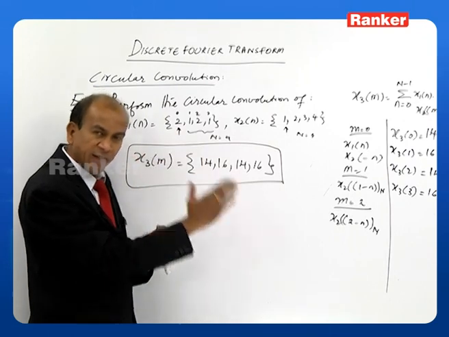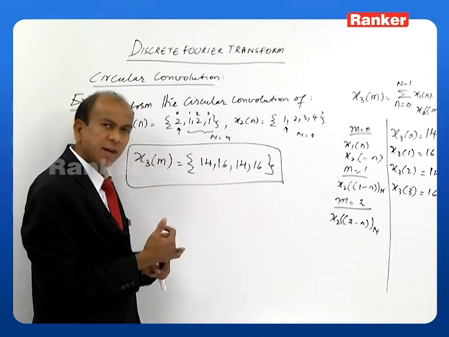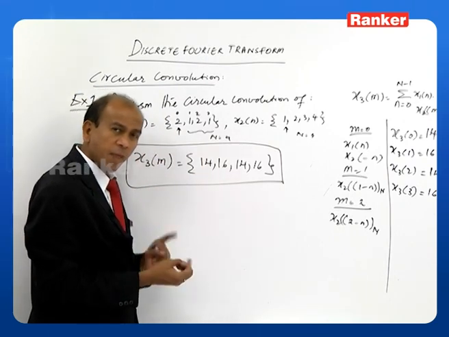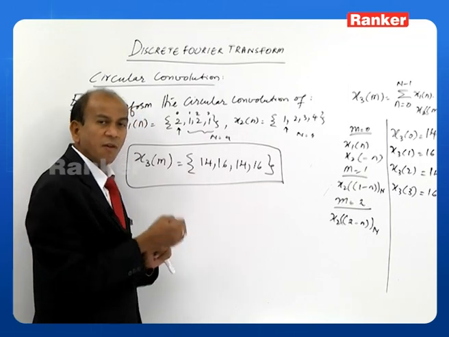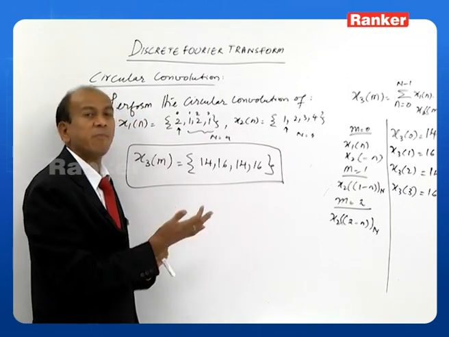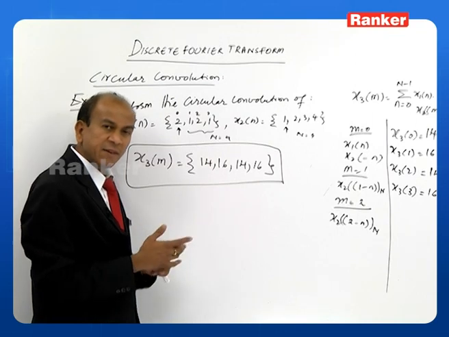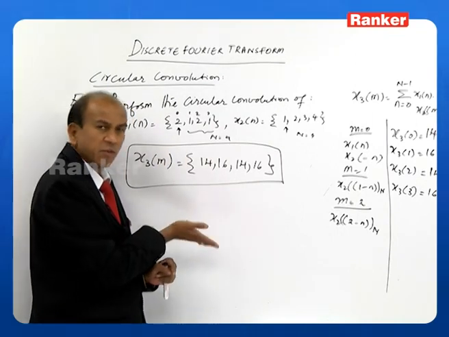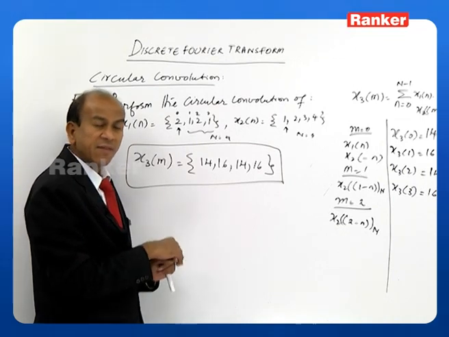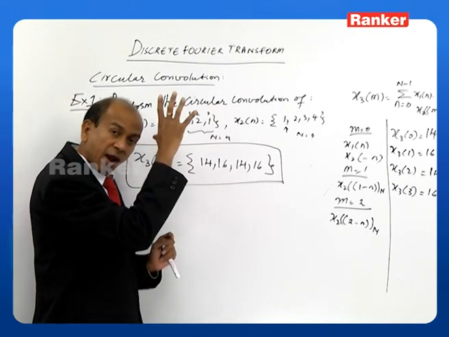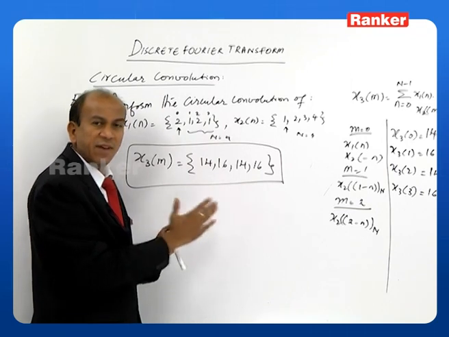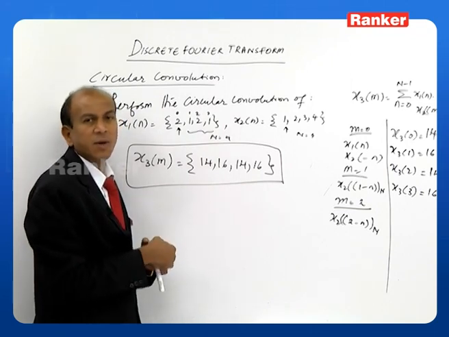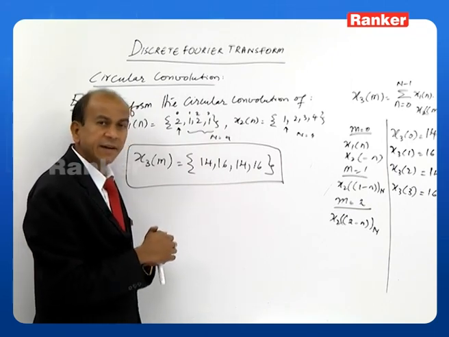So we have in fact taken all the steps. So what are the steps here? First we have plotted, then we have folded, that is we are taking x2 of minus n, that is the time reversal. Then we are shifting the reversed signal, isn't it? The reverse sequence we are shifting it, so that's what we have been doing. Then finally we are multiplying with x of n, and then last to get the answer we are adding them all. So this is how circular convolution is done.